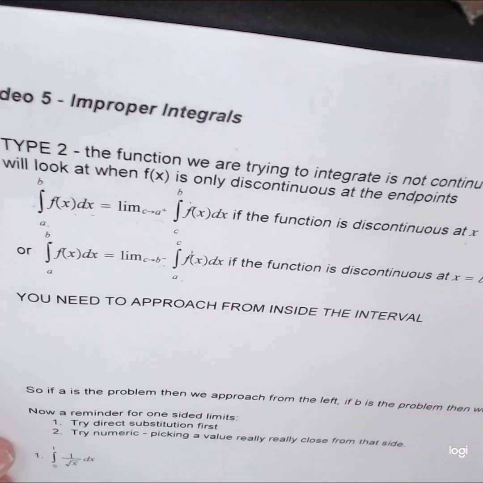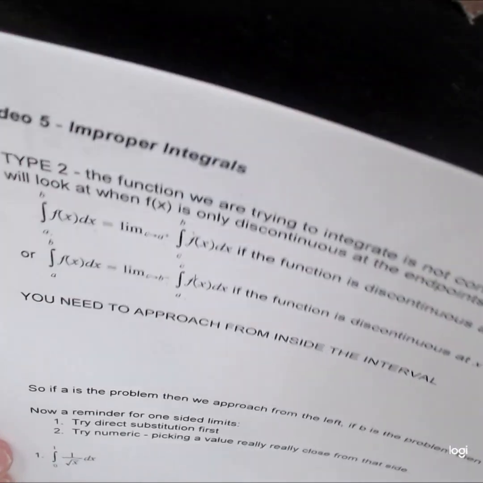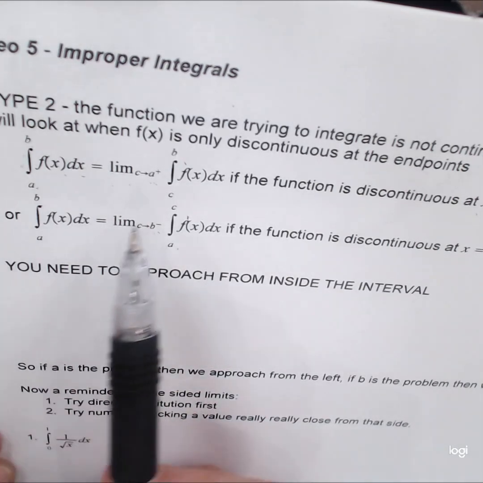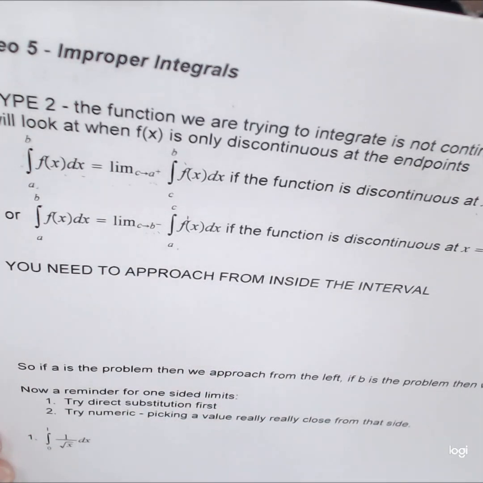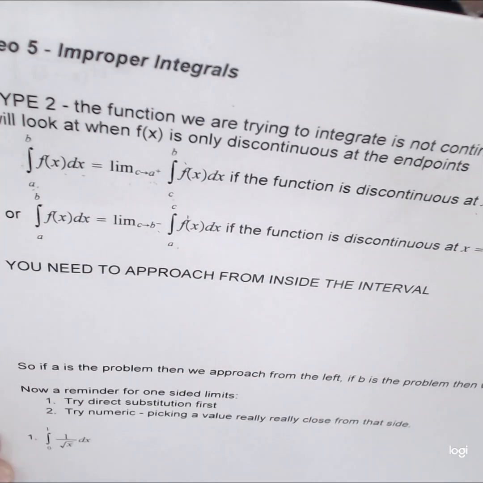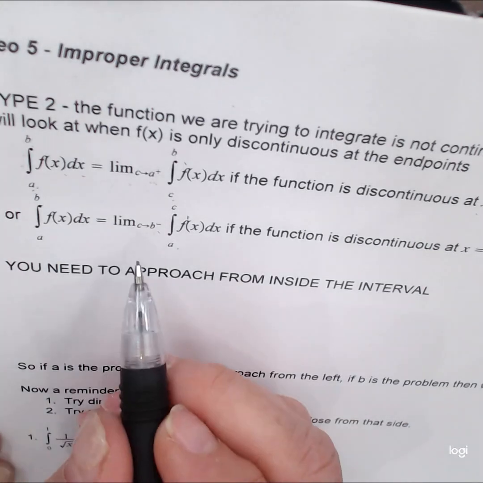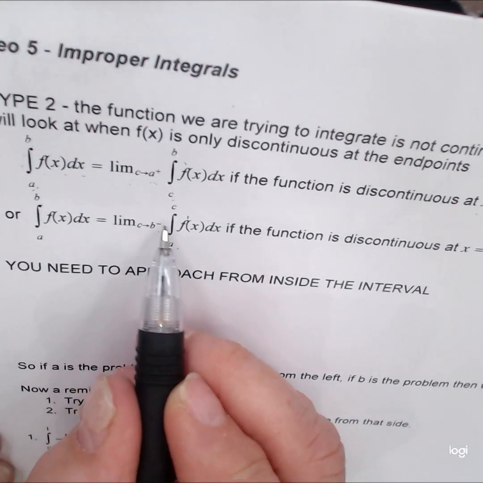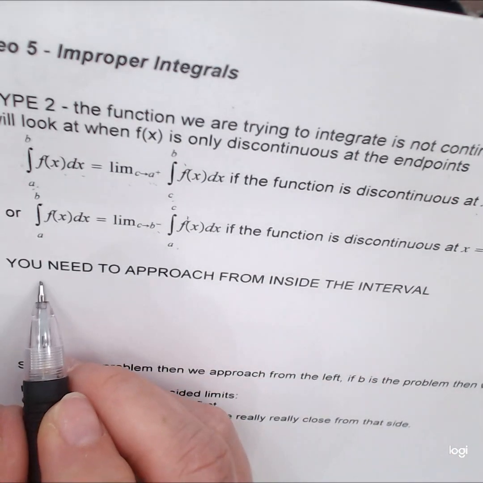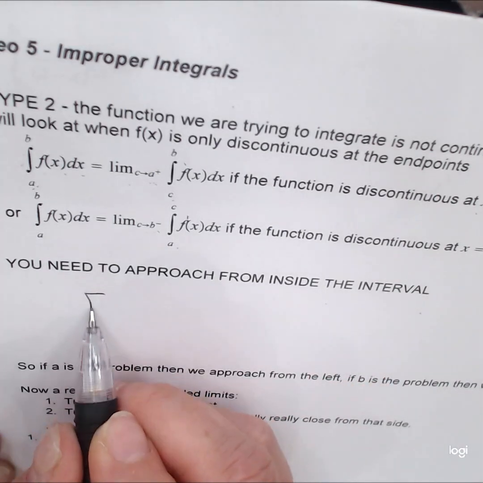Now this may seem a little bit much, and I know sometimes these notations tend to be a bit much, but one thing that you can remember is this. What we're going to do is replace the discontinuity with c. So when a is the problem, we'll put the c at the bottom. When b is the problem, we'll put the c on the top. And then we're going to approach whatever the bad value is, either from the left or the right. And what happens is we have to approach it from inside the interval.